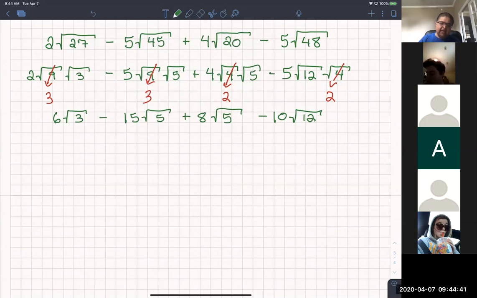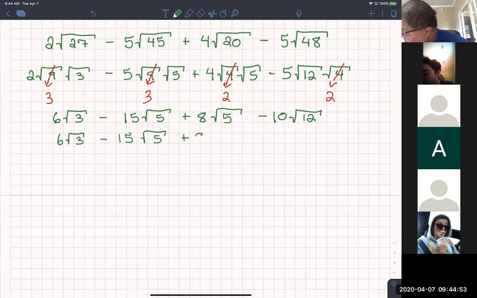I think you can simplify one more. Yeah, the 12. Can't you simplify the 12? Yeah. So what can you break the 12 into? 3 and 4.